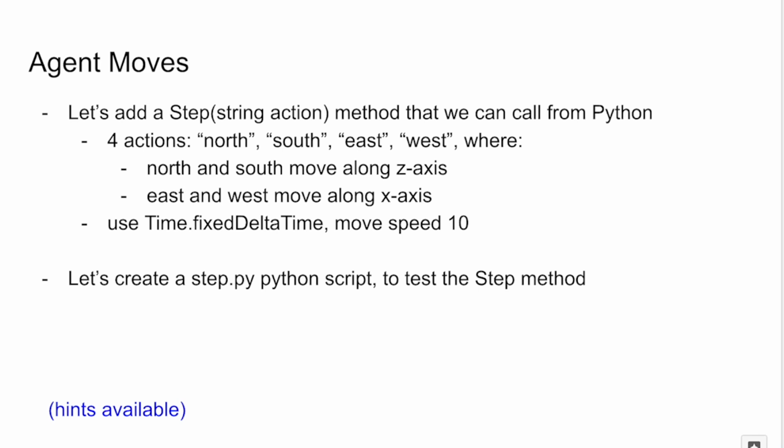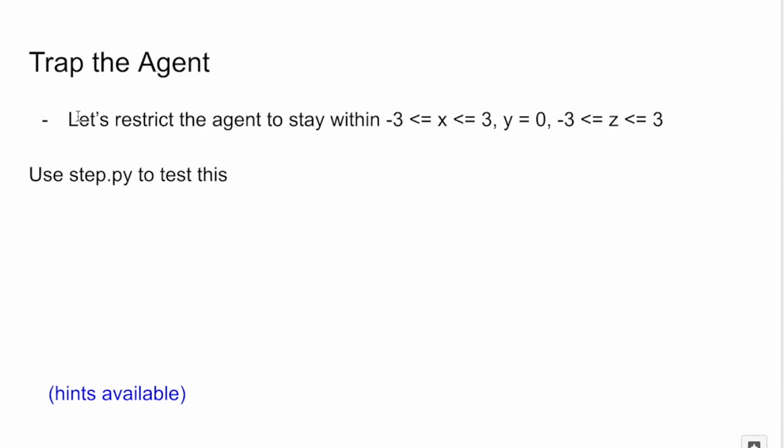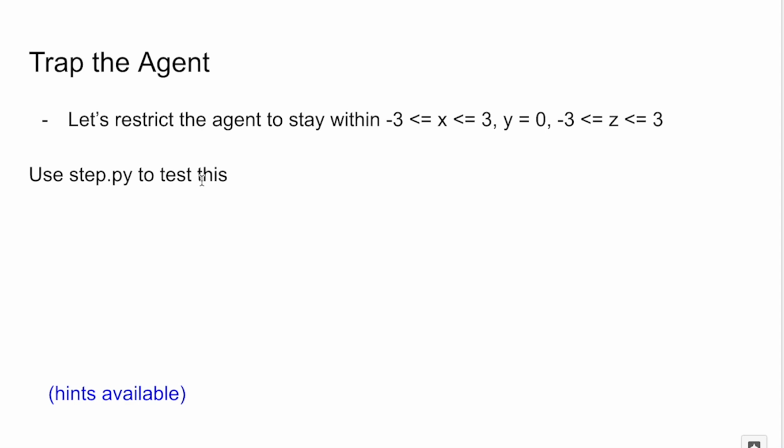All right, so let's look at the next task. The next task is called trap the agent. Basically we want the agent to stay within a small area so that when we're actually training on this, the agent's not just going to run off to infinity. It's just going to stay within the square. And that way it has a realistic chance that it's going to, by chance, run into the target. So restrict the agent to stay within x -3 to 3, y is 0, and z -3 to 3.